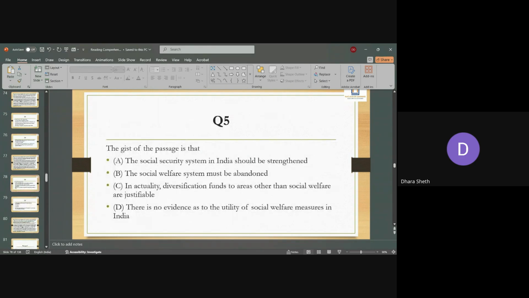And the last question, the gist of the passage is that, which means the summary of the passage is that the social security system in India should be strengthened. The social welfare system must be abandoned. In actuality, diversification funds to areas other than social welfare are justifiable. There is no evidence as to utility of social welfare measures in India. What is the summary? Just a tip, remember the summary cannot be just one part of the passage. It has to be something that is overall.